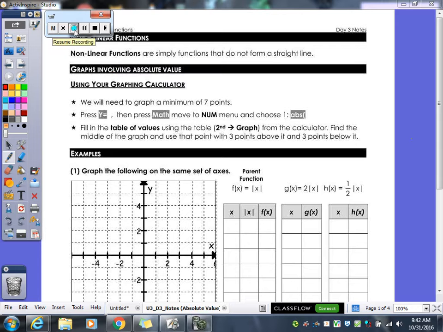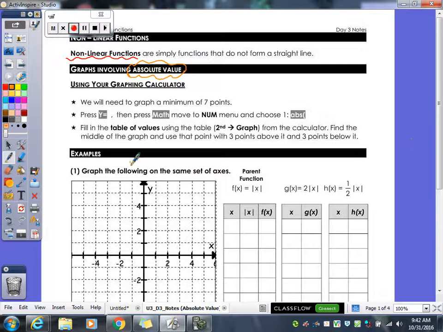So our notes for today are starting with our non-linear functions. Up until this point, the only kind of function you guys have done is your linear function. So now we are doing non-linear functions, which is pretty simple to understand. Those are your functions that do not form a straight line. That's our non-linear function. So everything else that we're going to be doing. So the ones we're doing today are our absolute value graphs.